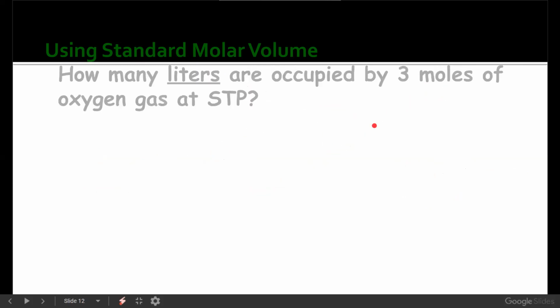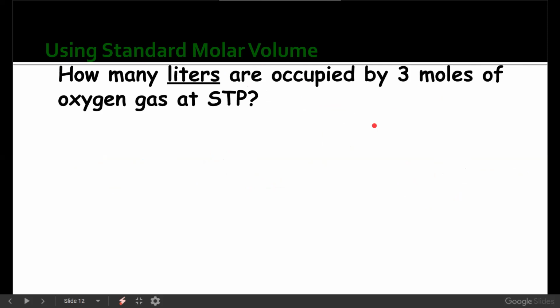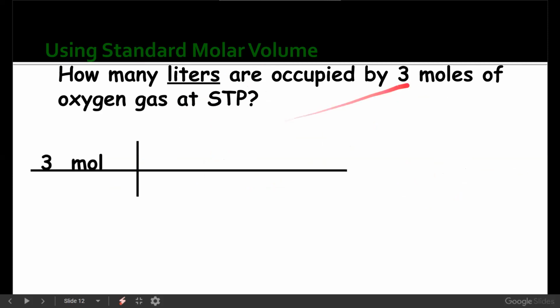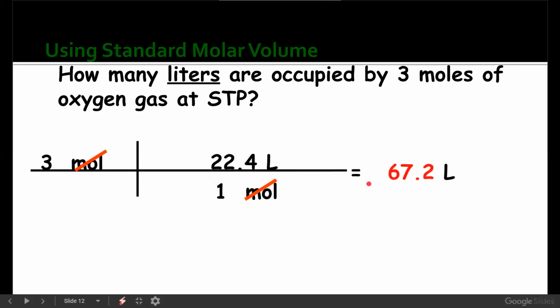And we're going to do the opposite way. How many liters are occupied by 3 moles of oxygen gas at standard temperature and pressure? So we have 3 moles, that's our given. We're trying to find liters, and we know our conversion is going to be 1 mole, and it's going to go on the bottom because we're going to get rid of this unit, is equal to 22.4 liters. So we're going to cross out that mole, multiply everything on top, and we get 67.2 liters.